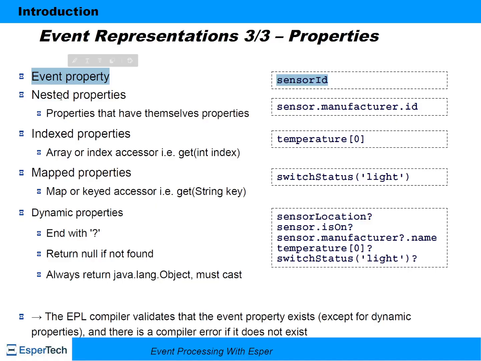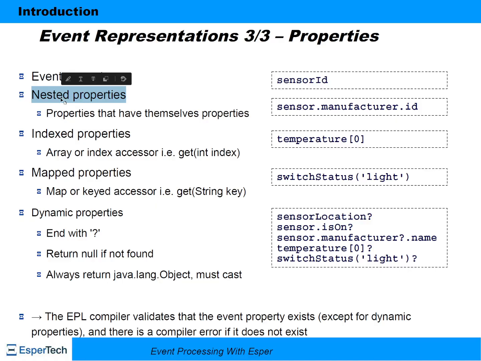Let's talk about nested properties. When the event property type is itself an event or any Java object, you can use dot to navigate the composition. For instance, sensor.manufacturer.id to return the value of the manufacturer identifier that resides within the manufacturer property that resides within the sensor event.